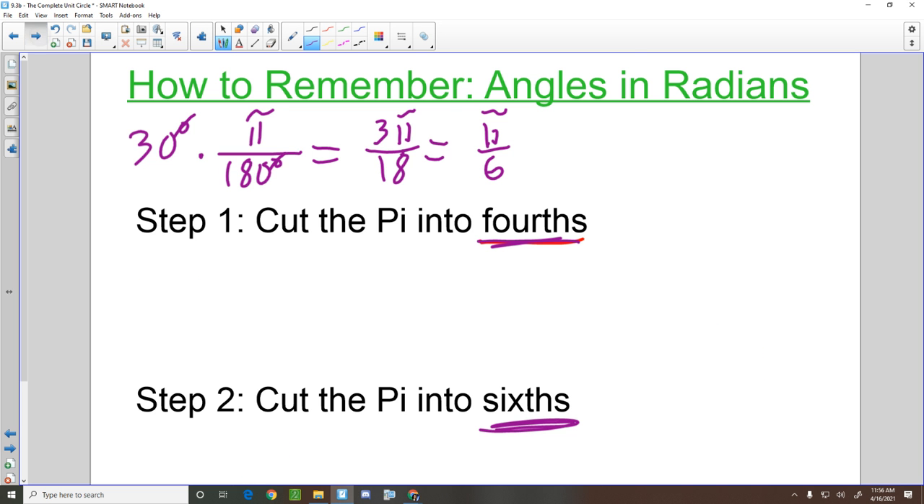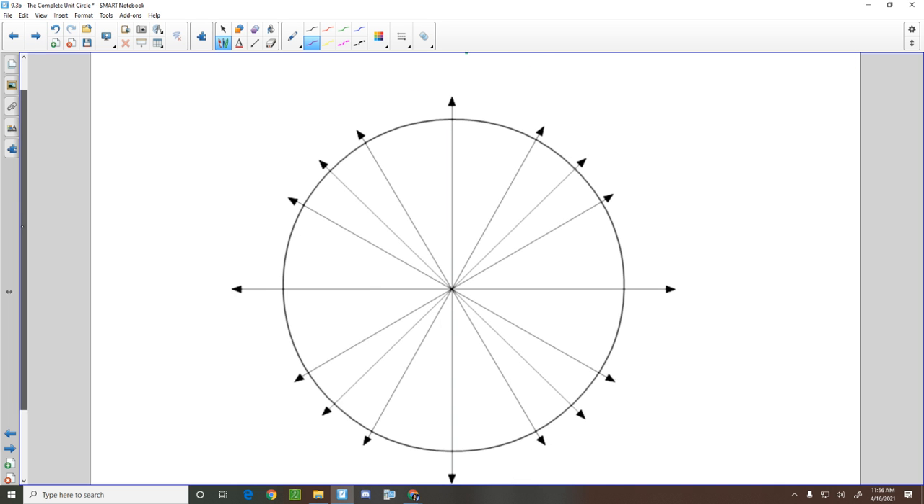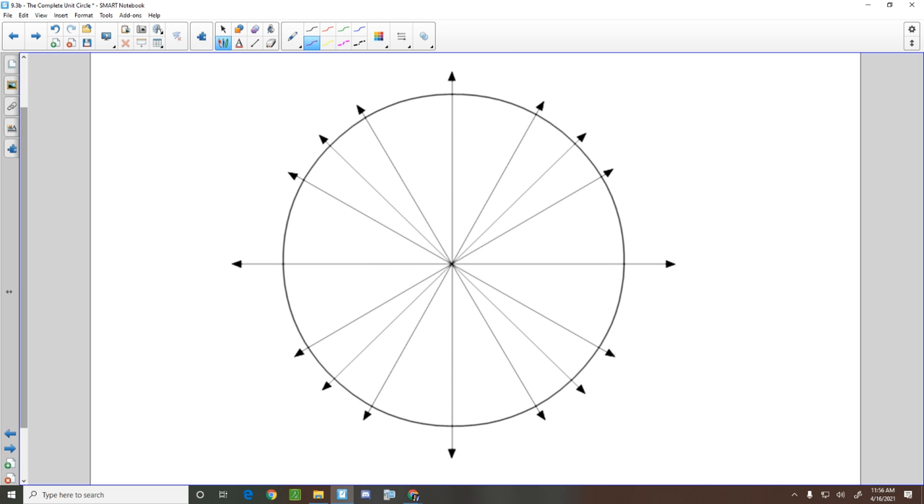Same exact idea. So I have a brand new clean one for you because there was a lot of stuff we wrote on that last one. So I gave you a whole new slide for this. But we're going to do that same process, knowing that on the far left, 180 degrees, that's pi, that negative x-axis, that's 1 whole pi.